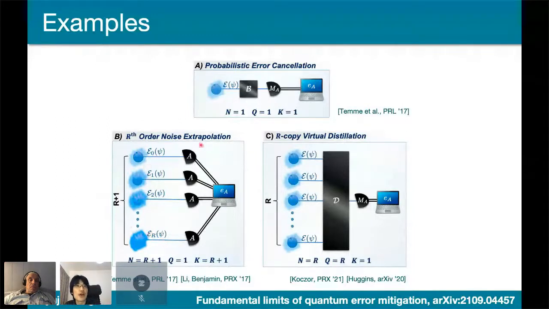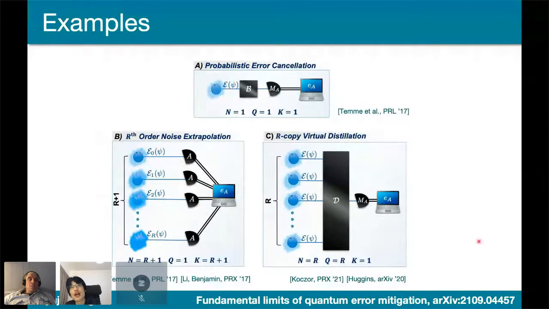So that is why I make a measurement at the end, and I take these classical measurement outcomes, then apply the post-processing there. So this is known as R-th order noise extrapolation. So this is now the example of the 1R+1 error mitigation protocol, where the input to a single experiment is just one copy, but now I have R+1 different experiments.